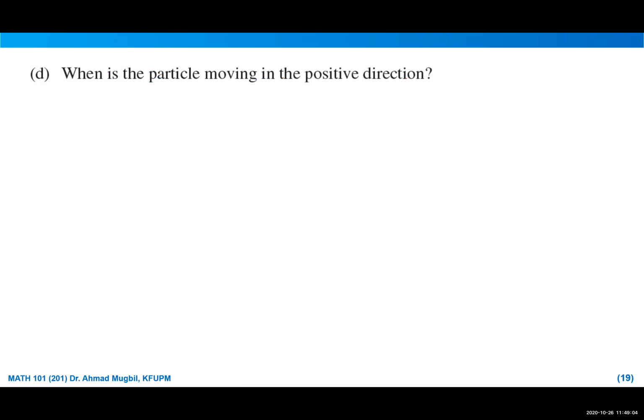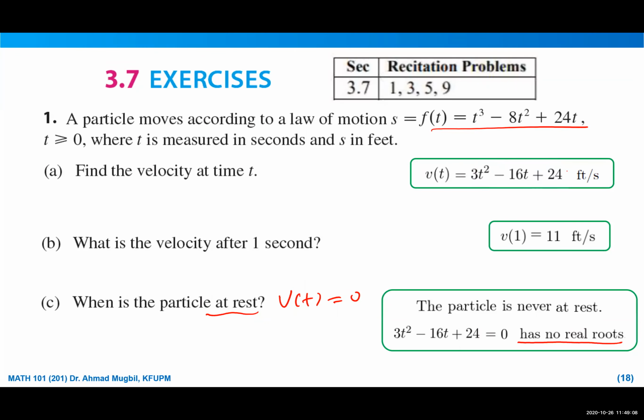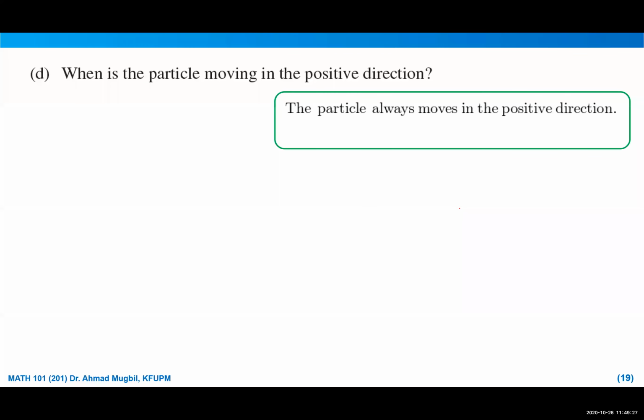When is the particle moving in the positive direction? Of course, because the velocity is always positive, guys. How to know that it is always positive? Take any t greater than or equal to 0, for example 0. If you take 0, it will be negative 0, 24. It is positive. So it will always be positive because it has no x-intercept, so it is above the x-axis. This means that it is always positive, so it always moves in the positive direction.